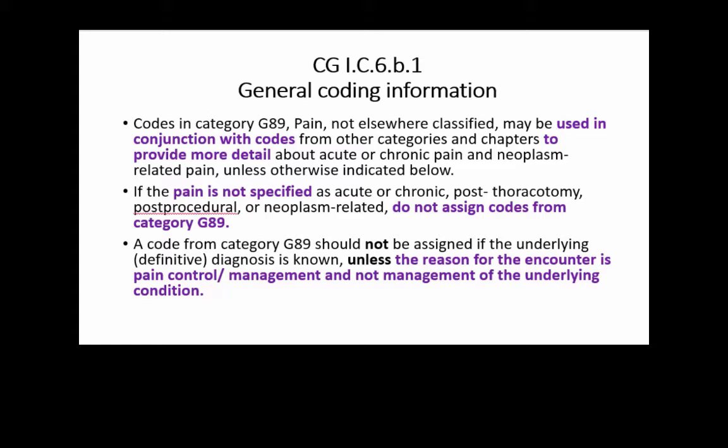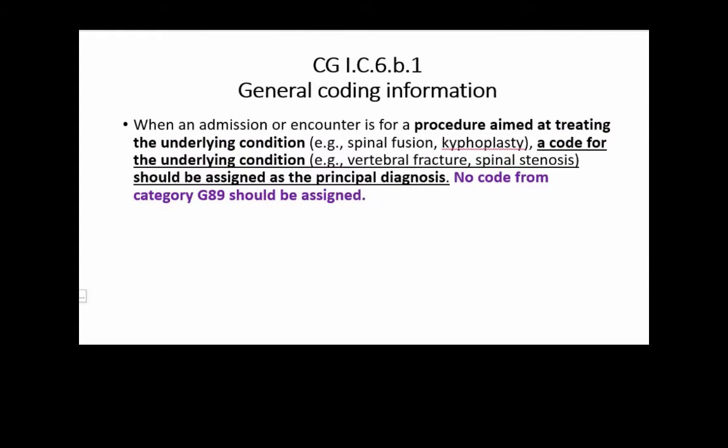Also, a code from category G89 should not be assigned if the underlying diagnosis is known unless the reason for the encounter is pain control. We'll go over a few examples of that to get into more detail. A little more coding information. If an admission is for a procedure aimed at treating the underlying condition, the underlying condition is the principal diagnosis, not a code from G89.